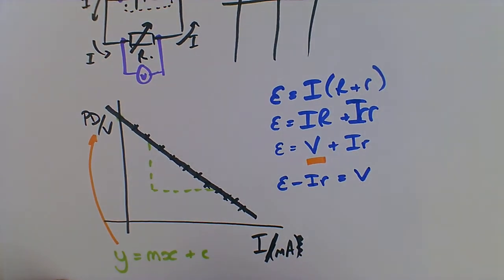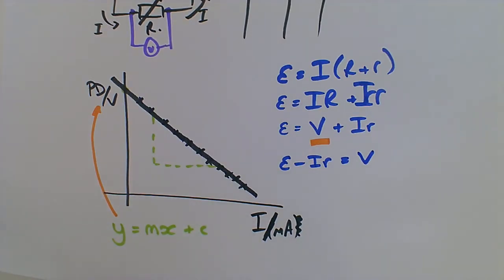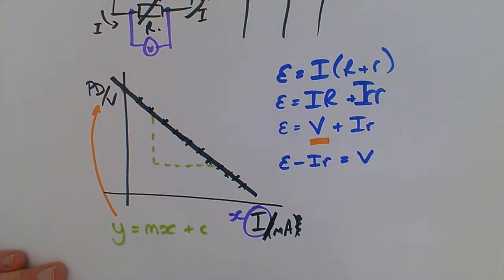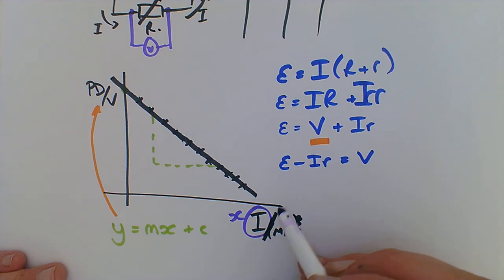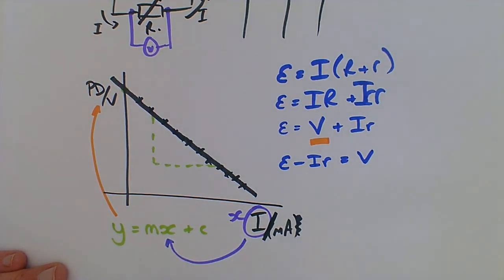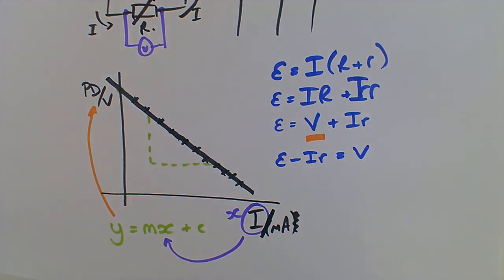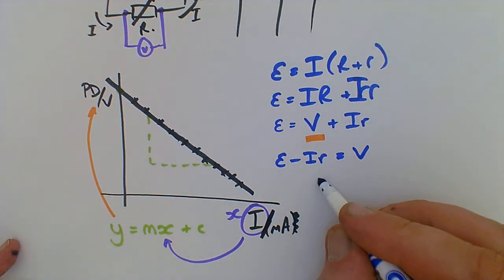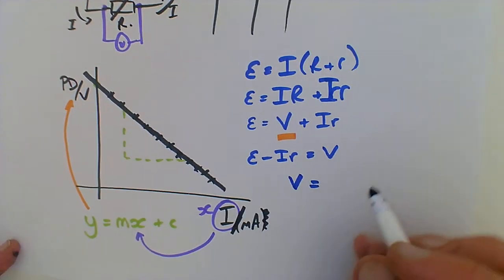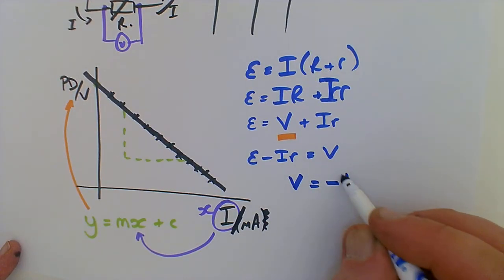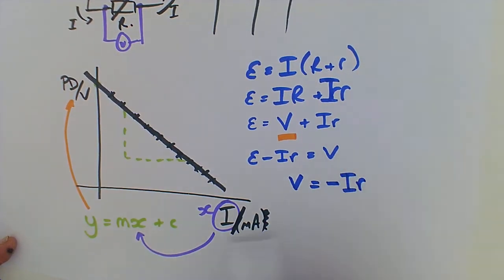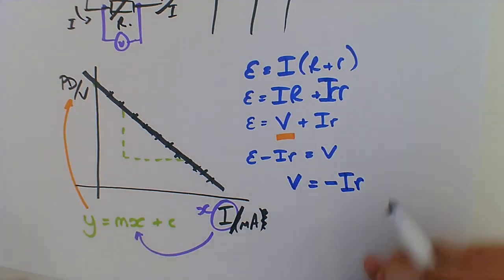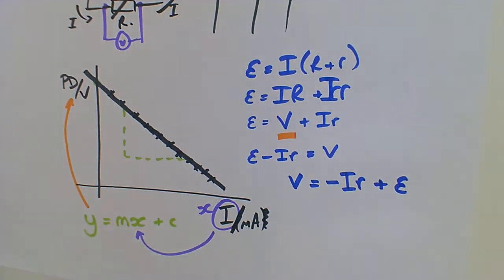It's not very tidy. Also, the I here is on the x-axis, isn't it? So I need to get I into here. So just a quick rearrange. V is now on its own. I'm going to have to put minus IR here so that the I is now in the x plus epsilon.